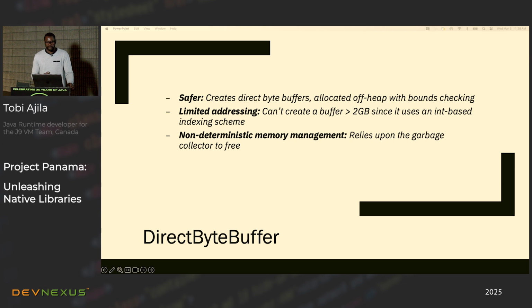Direct byte buffers you can think of as a safer Unsafe, but it's still limited. Direct byte buffers have bounds on them, so you won't overflow or underflow, which is good. But you're limited in addressing because it uses the Java int, so you've got 31 bits, given that it's a signed number. The memory management is done by the GC, so it's non-deterministic. You don't really have much control over how that memory is freed.